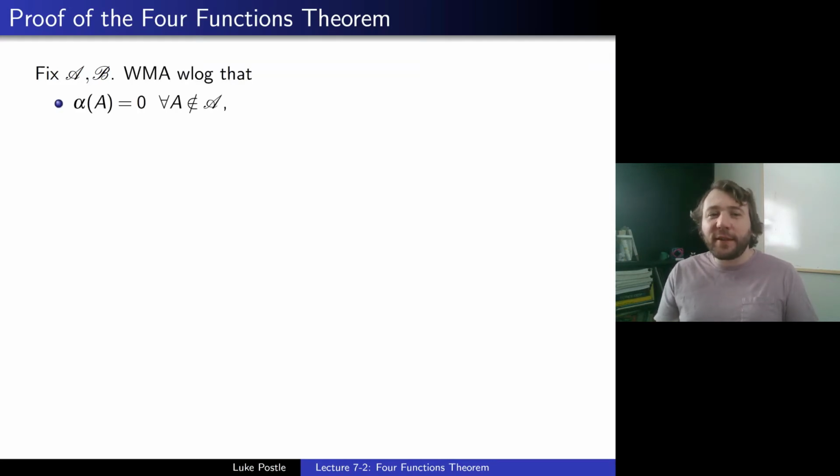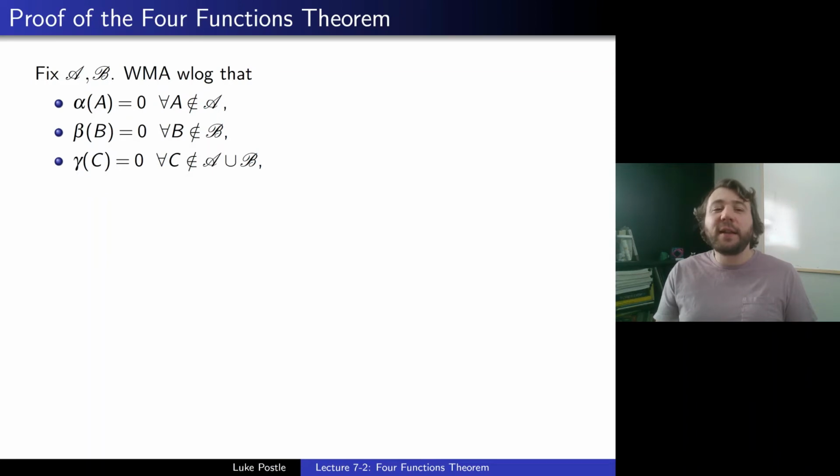So what are our assumptions? You can assume without loss of generality that alpha of A is 0 for every A that's not in script A. Why? So think about that. But you can actually make similar assumptions. You can assume beta of B is 0 for every B that's not in script B, that gamma is 0 for every C that's not in script A union script B, and that delta is 0 for every D not in the intersection there.